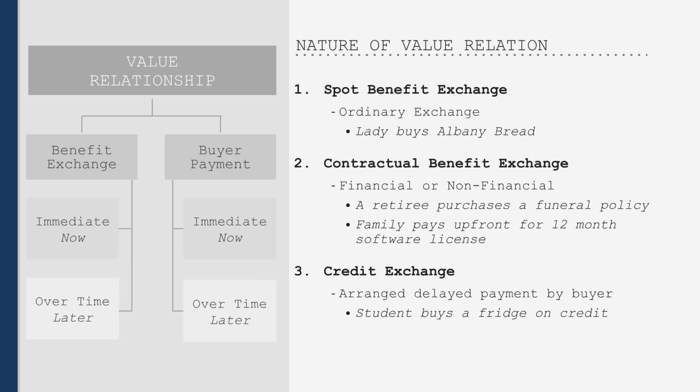With a spot benefit exchange, the exchange happens immediately. The buyer pays and receives the benefit at the same time. For example, a lady buys Albany bread, pays for it, and takes it home straight away.